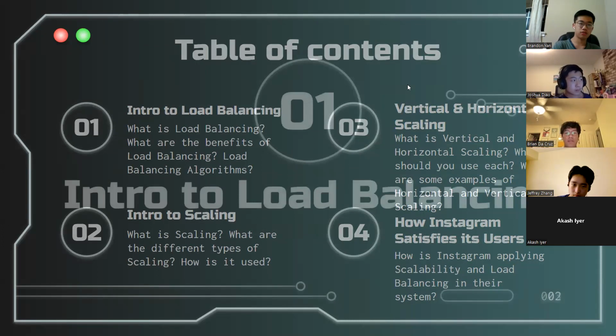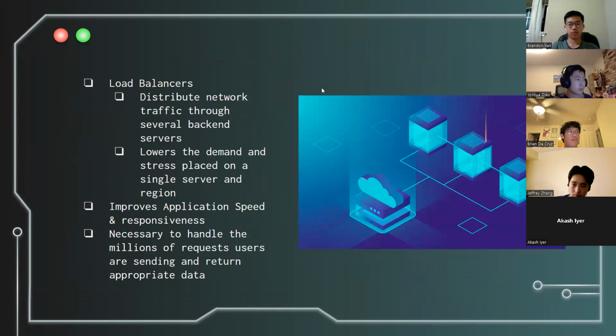All right, so first we'll be discussing load balancing. So essentially, load balancers are going to distribute network traffic through a system of backend servers, and it's going to do so through several regions. Regions as in worldwide geolocations. So basically, it's going to allow each server to have a lower demand and stress placed on it because of the amount of handling of client requests distributed across these different regions and servers. And through this it's going to be able to have applications run faster and increase responsiveness.